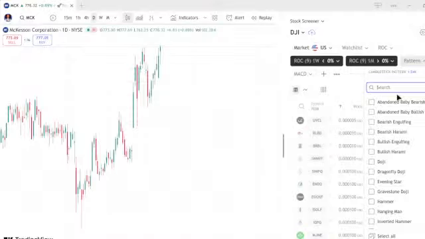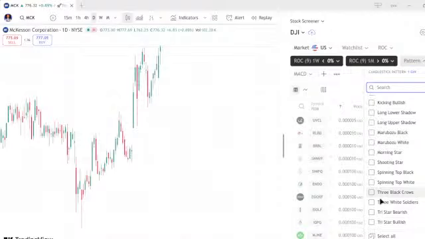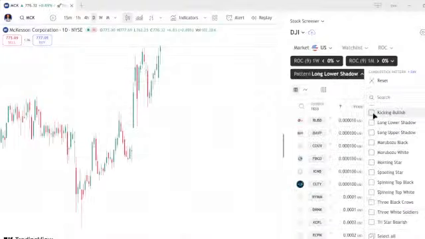So you pick a bullish candlestick chart pattern. Now, according to my research, the most common bullish candlestick pattern is the long lower shadow. So it's that simple. It really is that simple, right? So you just click the long lower shadow.